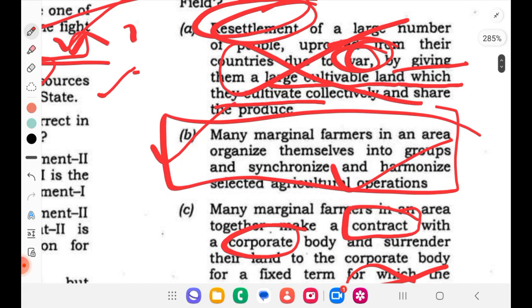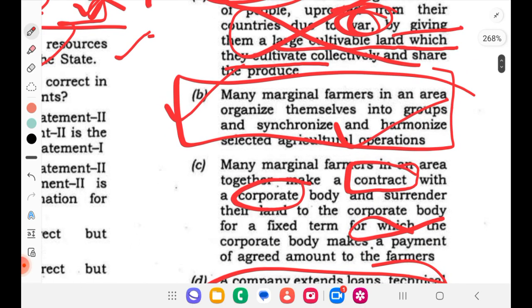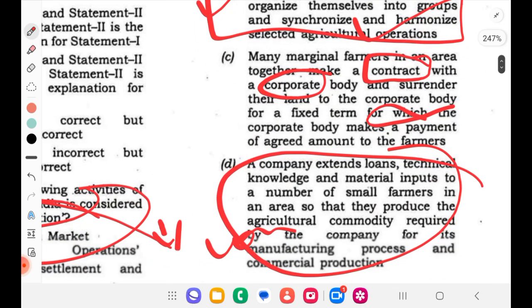This is right. So for this you should be knowing the models to improve the productivity of small and marginal farmers. So whenever you read again agriculture chapter, focus on that also.